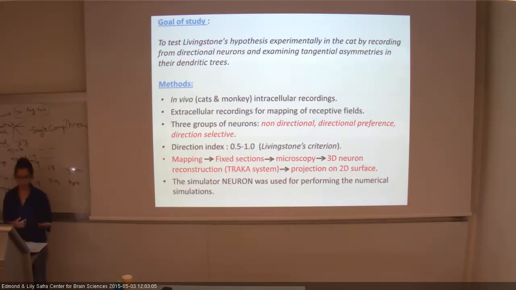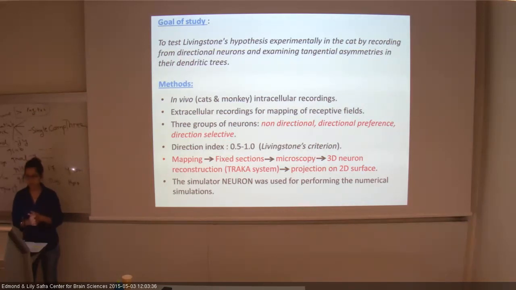So the goal of the study is to test this Livingston hypothesis experimentally in the cat by recording from directional neurons. And these are the methods. They get in vivo intracellular recordings and extracellular recordings for the mapping of receptive fields. The procedure follows: from mapping, they fix the sections and do microscopy and then make a 3D neuron reconstruction and then project that 3D neuron reconstruction on a 2D surface.